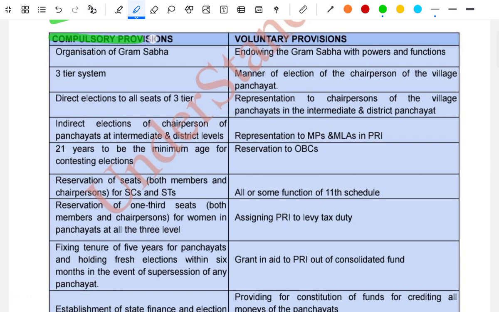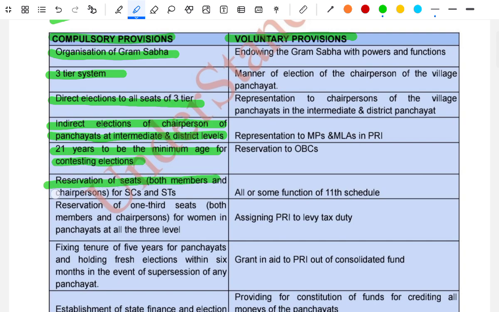The compulsory provisions and the voluntary provisions. Compulsory provisions: the organization of the Gram Sabha, the three-tier system, direct election to all seats of the three tiers, indirect election of the chairpersons of the panchayats at the intermediate and district levels, 21 years as the minimum age for contesting elections, reservation of seats, both member and chairperson, for SC and ST, reservation of one-third of seats, both member and chairperson, for women in the panchayats at all three levels, fixing the tenure at 5 years, and holding fresh elections within 6 months in the event of the dissolution of a panchayat.